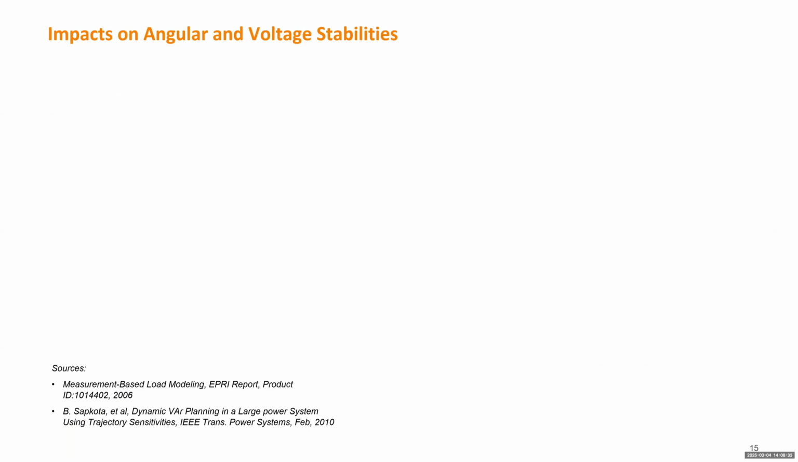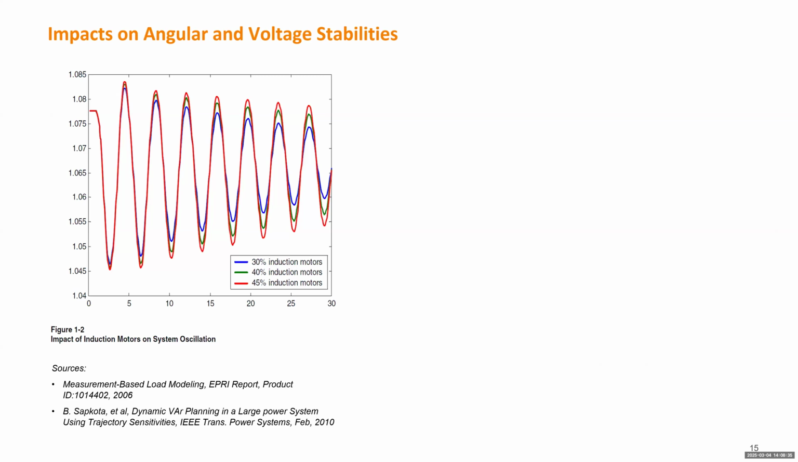Impacts on the angular and voltage stabilities. This is one study done by April, almost like 19 years ago. It just compares different percentages of induction motors and how that can change the system damping. So the red curve has 45% of the load as induction motor, and the blue curve only has 30%. So when you increase induction motor, that makes the system tend to swing more.